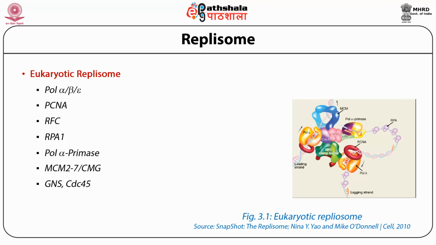RFC is the recognition factor and RPA1 is the replication protein A, which also acts as a substitute of topoisomerase. Pol alpha is a primase, which acts as the DNA-dependent RNA polymerase. MCM2 is the counterpart of single-stranded binding protein, which stabilizes the unwound single strands of DNA. Finally, GINS and CDC45 complete the replisome complex of eukaryotes.